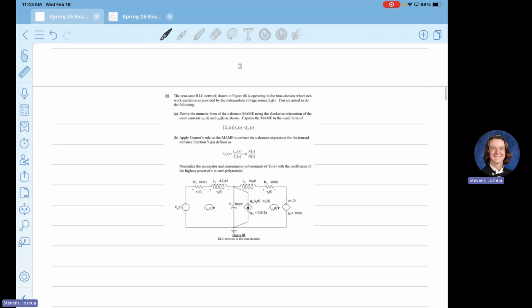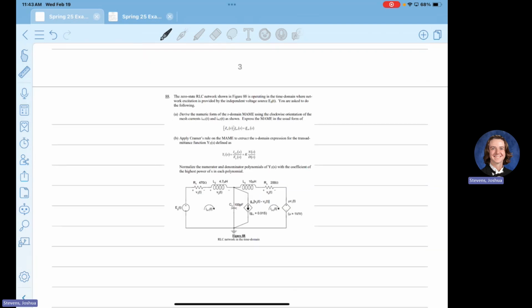Okay. So on to the second question. If everybody wants to take a photo, just to look back at it. Let me double check what this is from. I forget.